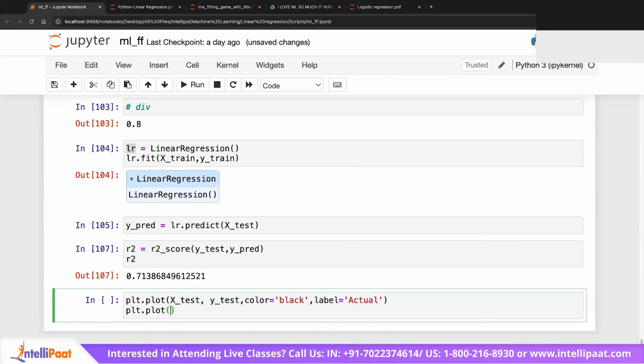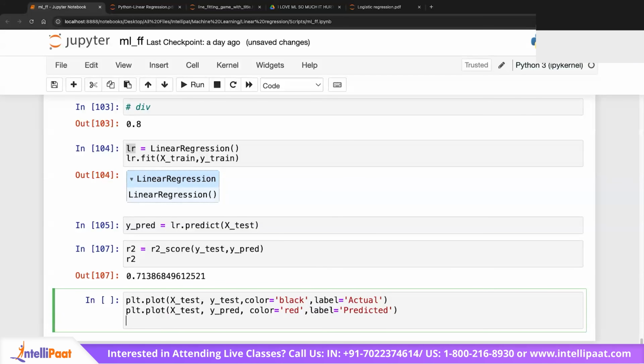plt.plot again, because you want to also plot your x_test value with the y_pred value. I'll tell you why. What will this give me? X_test comma y_test will tell me the actual data point. X_test with y_pred will tell me the predicted data point. So I will say color is equal to red, black, whatever you want. I have taken red. Label is equal to predicted value. I have taken two different plots and I'm going to run this.